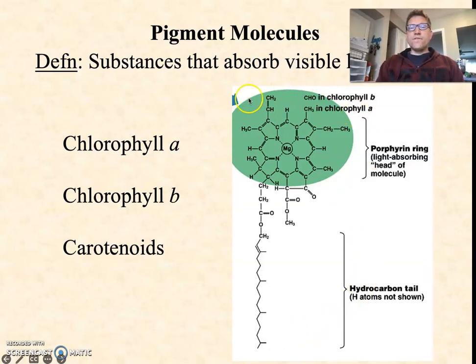And then there's a more hydrophilic region, or somewhat hydrophilic region, that we refer to as the light-absorbing head. It's more specifically called a porphyrin ring. And this is where the variations are found between the different chlorophylls and the carotenoids. Now you might notice this has some symmetry to it that's interesting, and the symmetry is important.